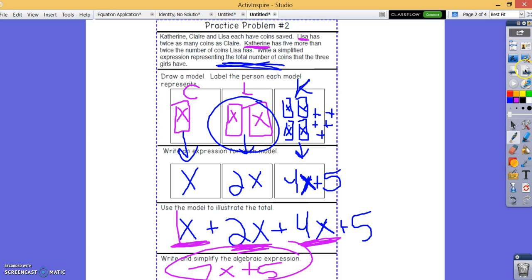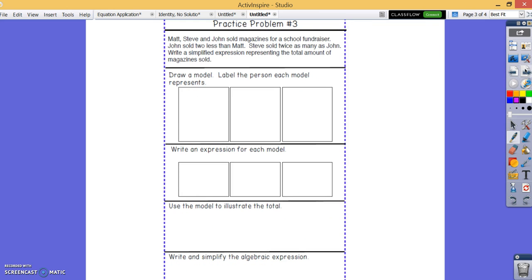All right, flip onto your backside, number 3. Matt, Steve, and John sold magazines for a school fundraiser. John sold 2 less than Matt. Steve sold twice as many as John. Write a simplified expression representing the total amount of magazines sold. Now we see something about John, we see something about Steve. We don't know anything about Matt, so Matt is going to just be X.